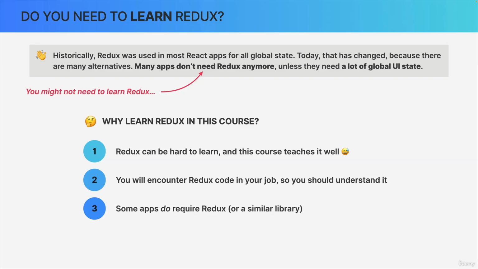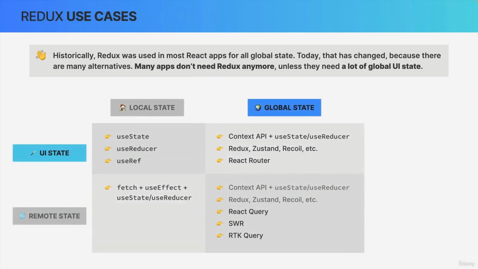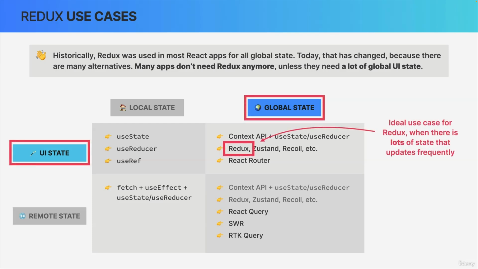And so let's take a look at when that is by bringing back this overview from a previous lecture. So my recommendation, and the recommendation of many experts, is to use a global state management library like Redux only when you have lots of global UI state that you need to update frequently. And remember that UI state basically means state that is not fetched from a server. That would be remote state.